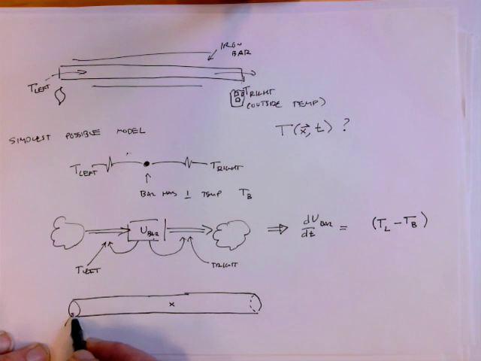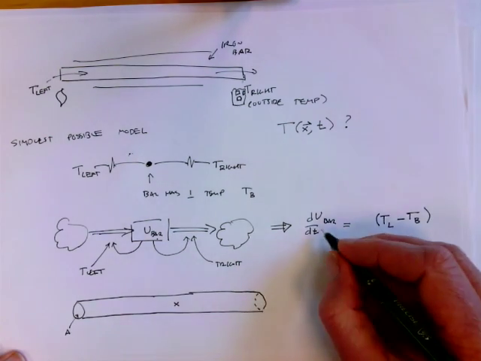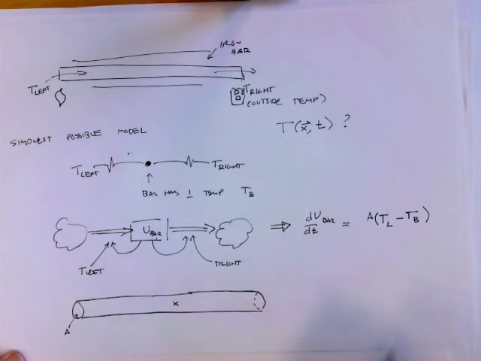Well, the bar has some cross-sectional area, right? And as I make that bar bigger, it's like making a hose bigger. As I increase the cross-sectional area, its resistance to the flow of energy will be lower. In other words, more energy will flow, right? So the amount of energy flow should be linearly proportional to the area.